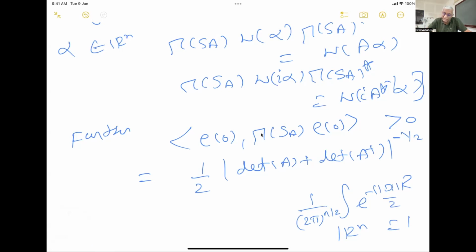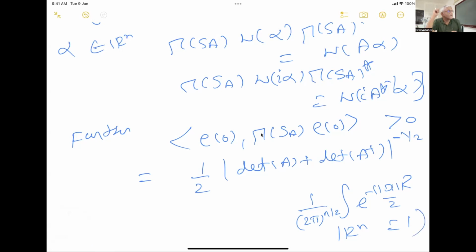So if you compute this, you will precisely get something like that with the A somewhere. Use change of variable, and that value will come out. That determinant expression will come out times 1. It's all direct verification.